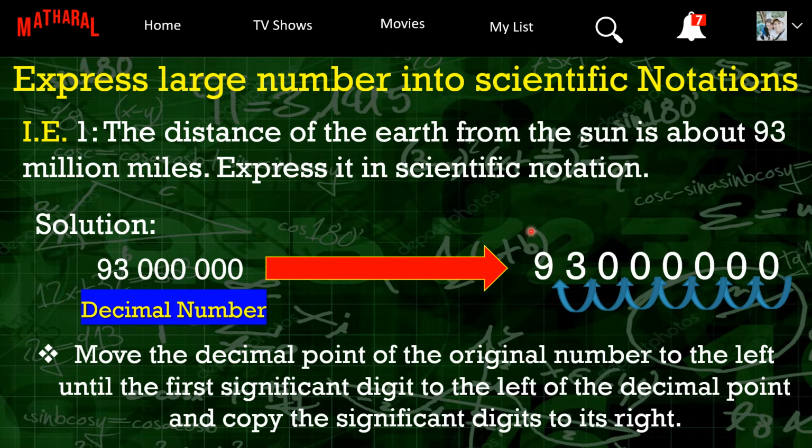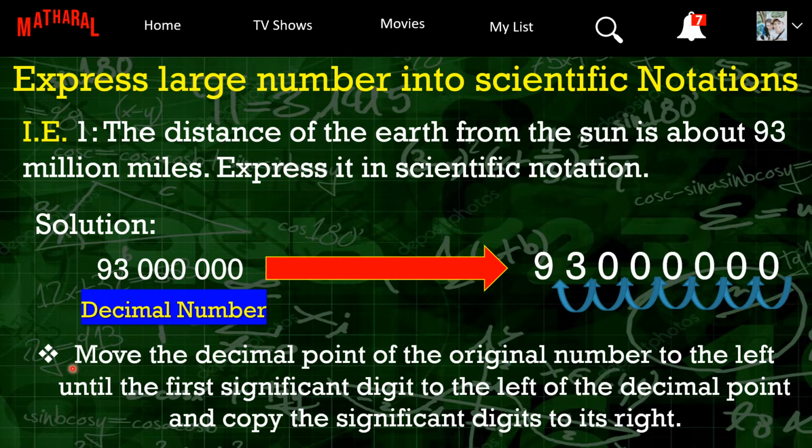So now let's have the ways on how to express large numbers into scientific notations. In here we have illustrative example number 1. It says here that the distance of the Earth from the Sun is about 93 million miles. Whereas to express it in scientific notations, before we process these 93 million miles at i-express natin siya into scientific notations, let's have first the guide.